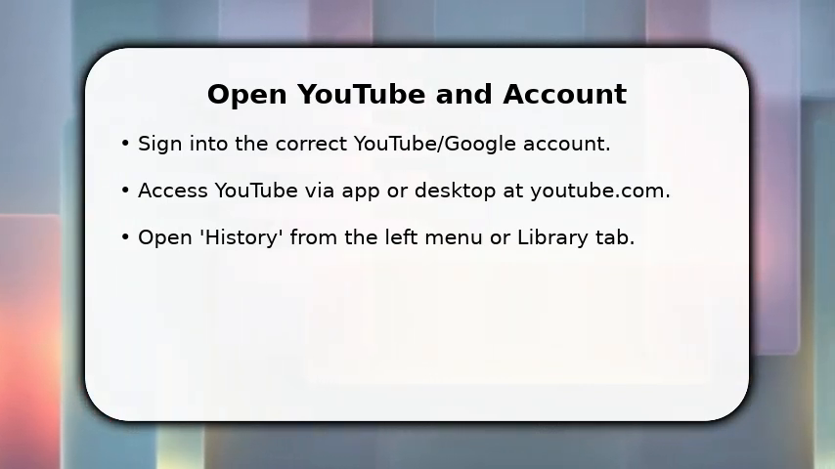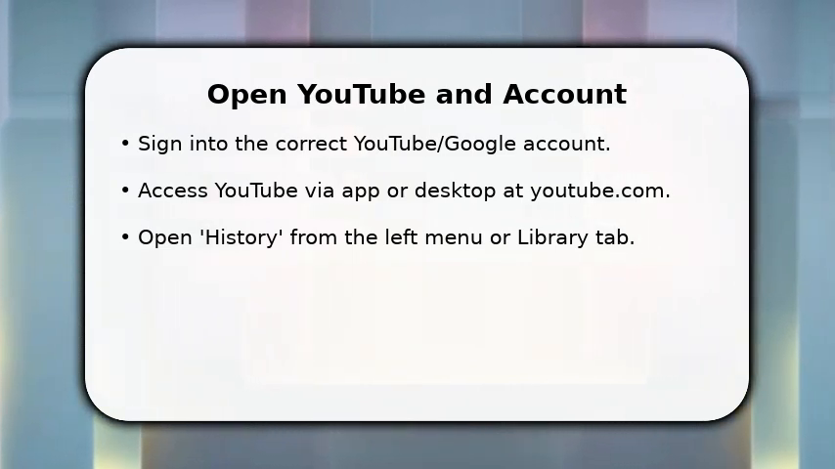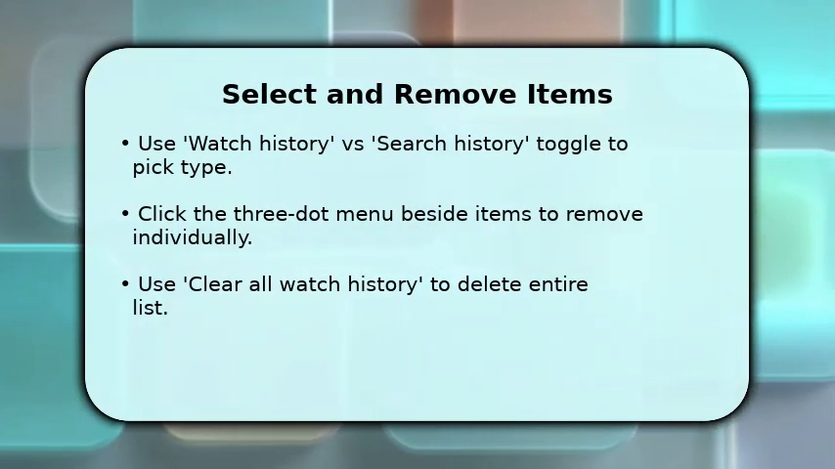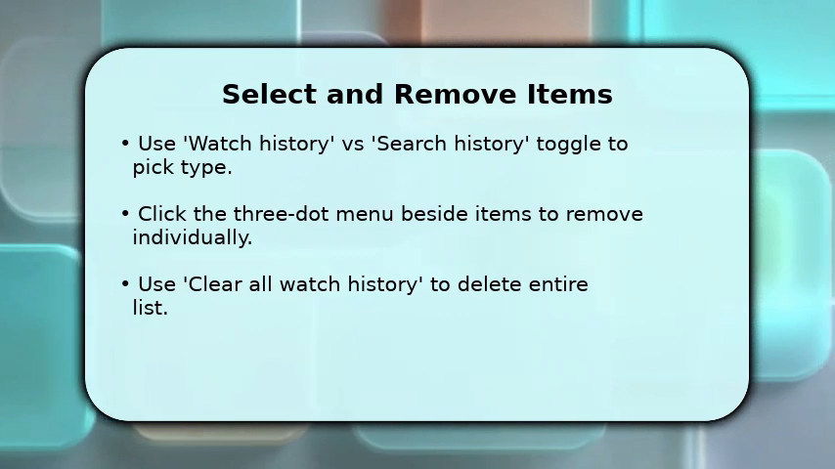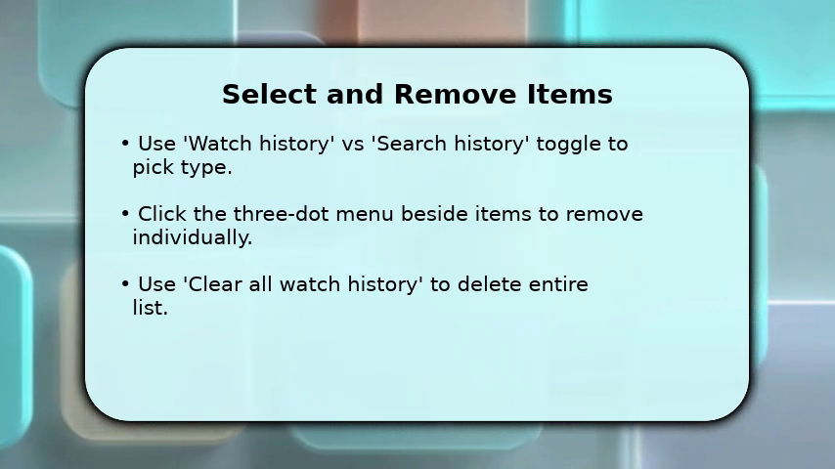Now you'll choose which record to clear, Watch History or Search History. This distinction matters because they affect recommendations differently. For individual entries, click the three-dot icon next to a video or search and select Remove. This is useful for selective cleanup.